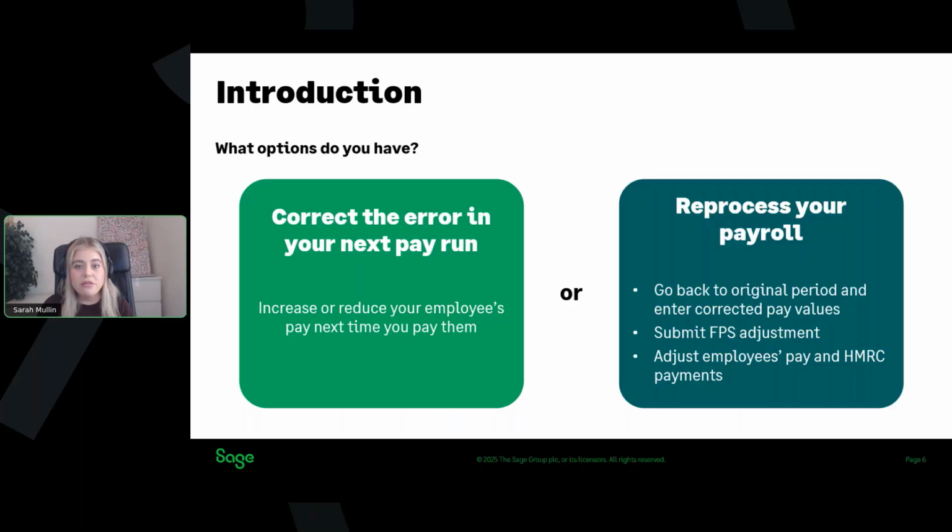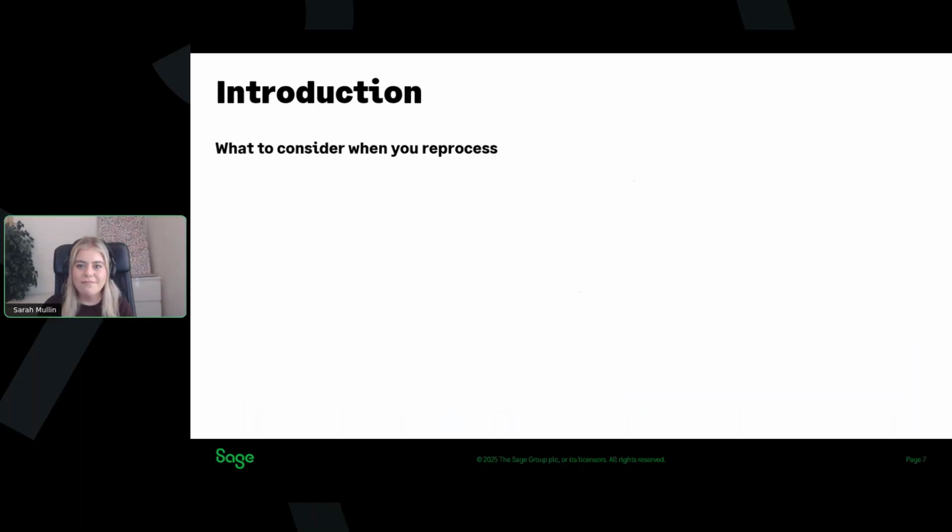Now, the second method is to reprocess the payroll. So that's going back to the original pay period, entering the corrected pay values, submitting any FPS adjustments, then adjusting the employee's pay or any HMRC payments from there. Now, reprocessing the payroll, that's what we're going to be focusing on today.